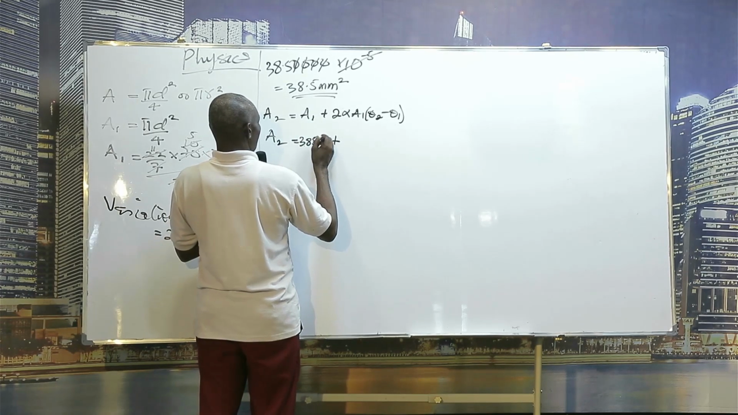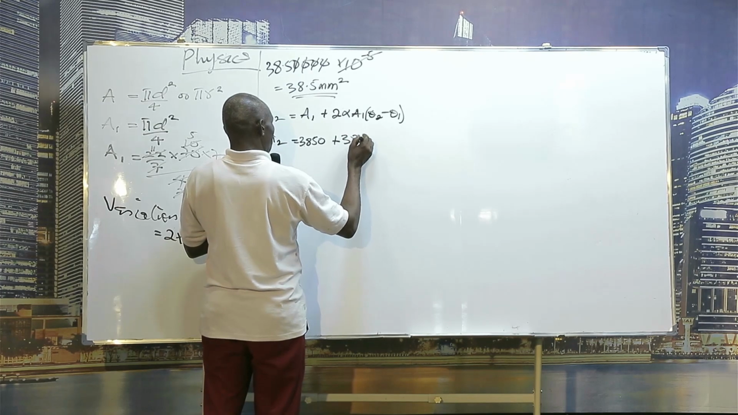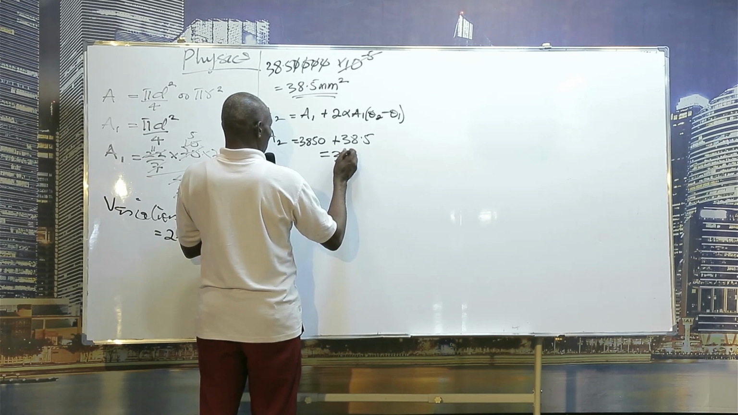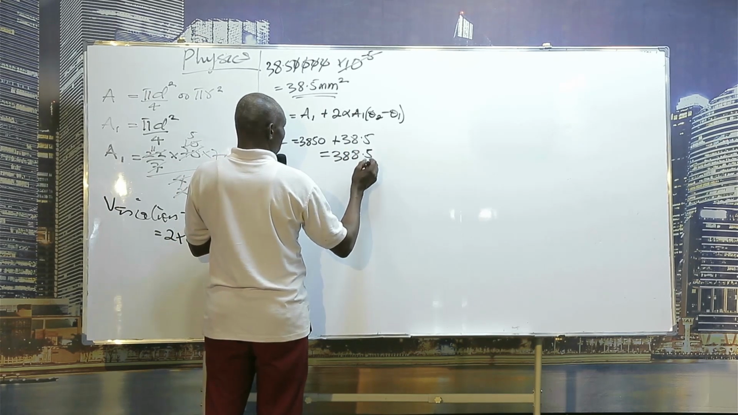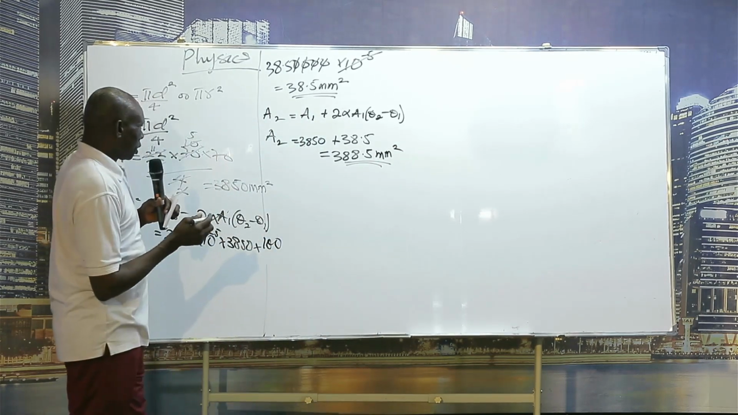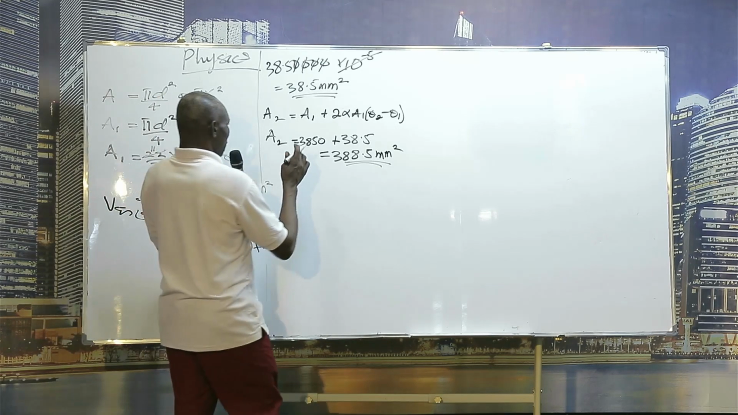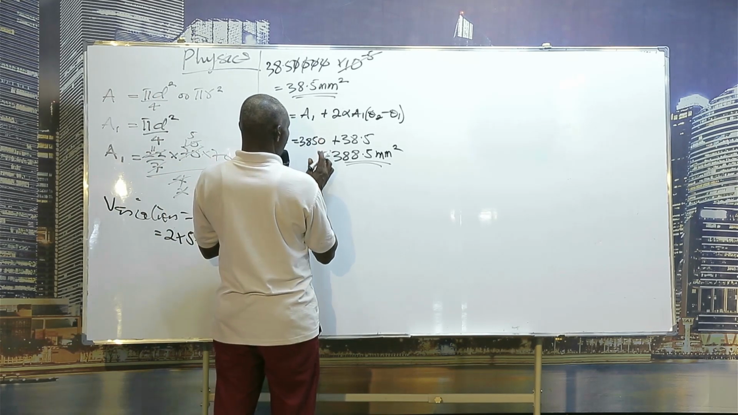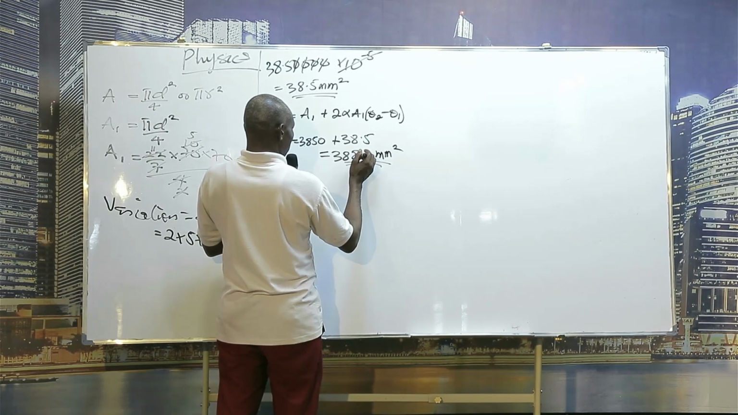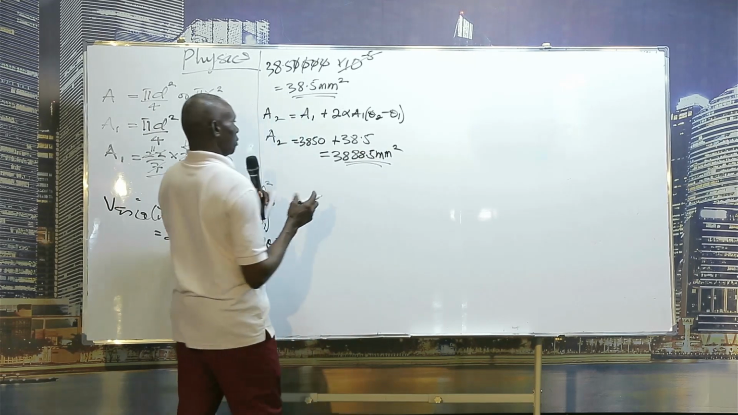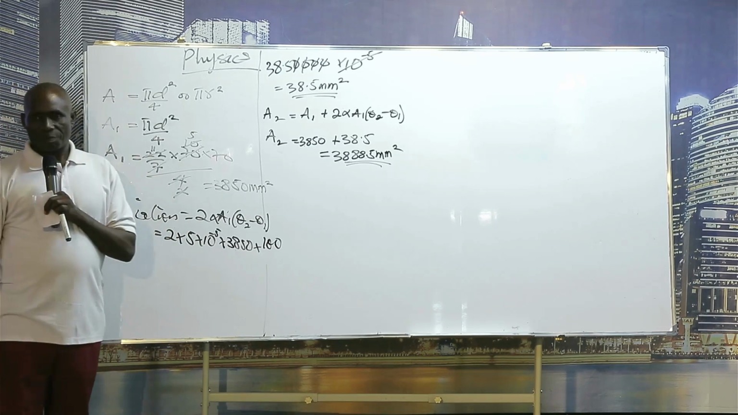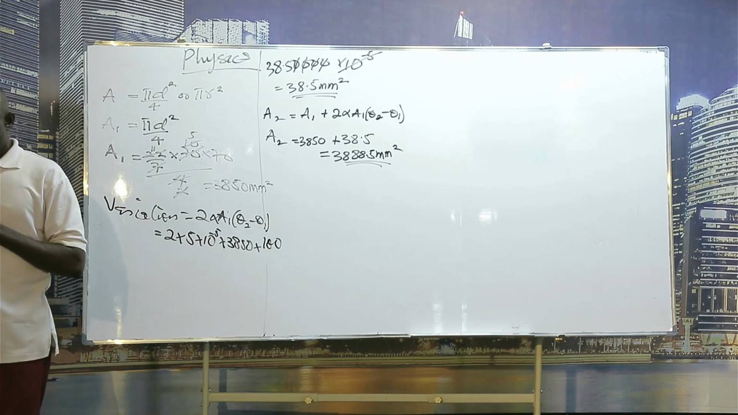So I can now say that A2 is 38.5 plus 3850. The whole of this is 38.5. Adding these two will now give us what? 388.5 millimeter squared. Yeah, it's correct now. That's correct.